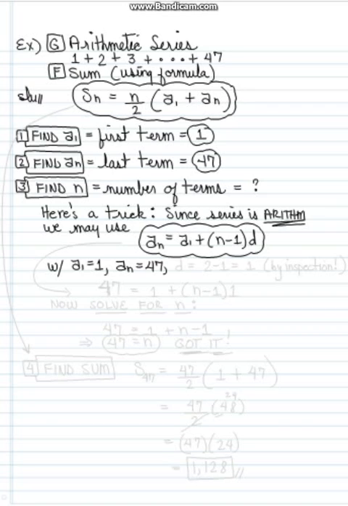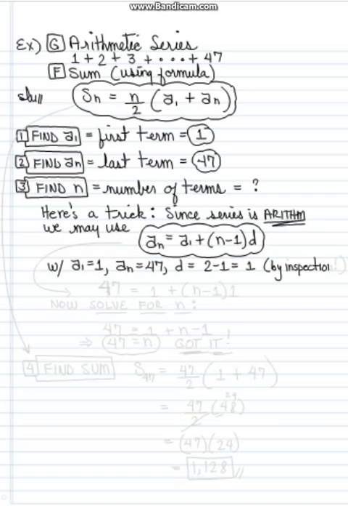a sub n, the last term, is 47. And the common difference d, well, they told us this was arithmetic, so we can look at that list of terms being added in the given information, take any one of those terms, subtract the term that came before it, and we'll have our common difference. So let's take the number 2 and subtract the one that came before it. 2 minus 1 will be our common difference d. It's equal to 1 by inspection.